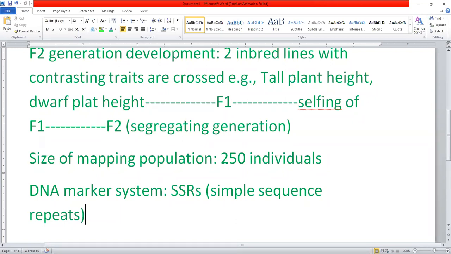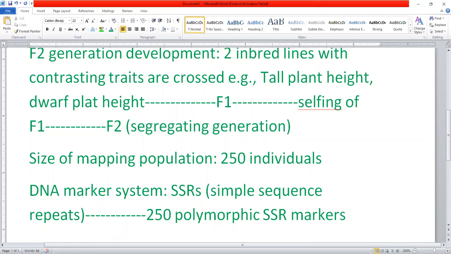The number of markers to be used must be large enough. So in this case, we will use about 200 polymorphic SSR markers. So how will we get these 200 SSR markers?